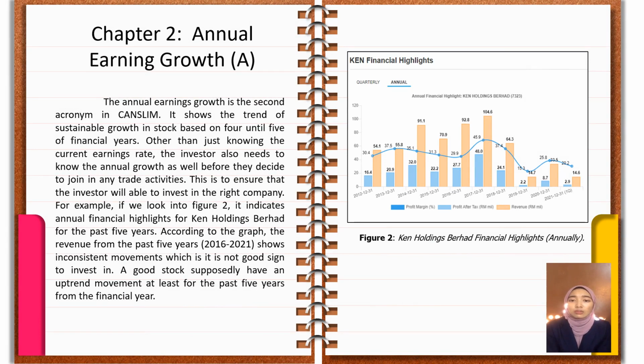Next, the annual gross earning. For Ken Holdings, if we refer to figure 2, it indicates inconsistent movement, so it is not a good sign to invest in. A good stock supposedly has an uptrend movement at least for the past 5 years from the financial year.